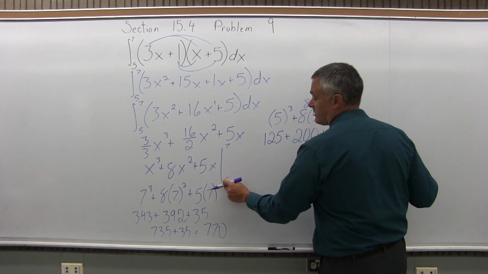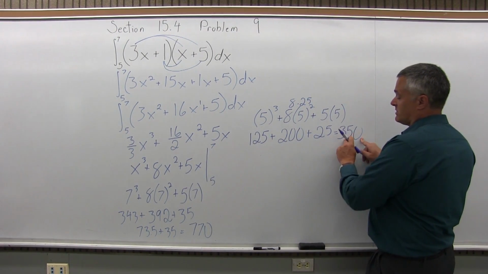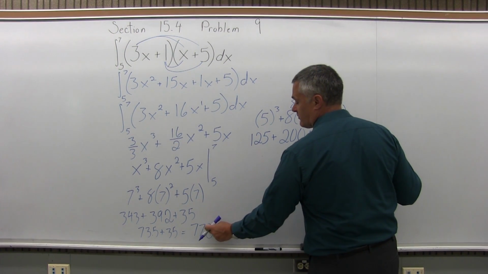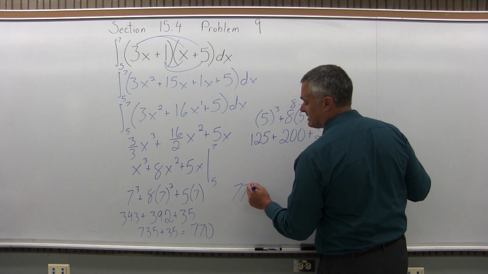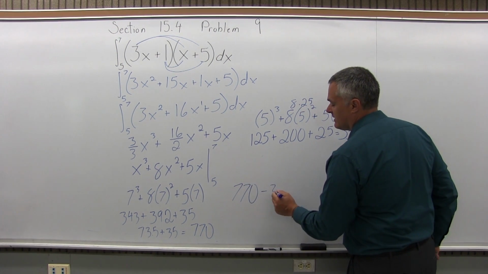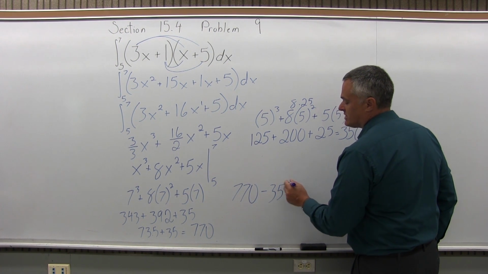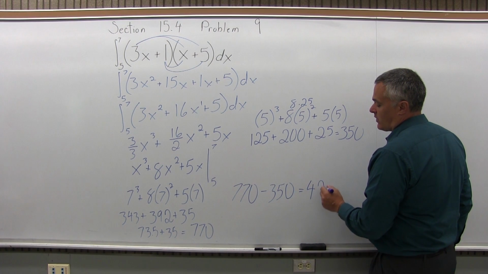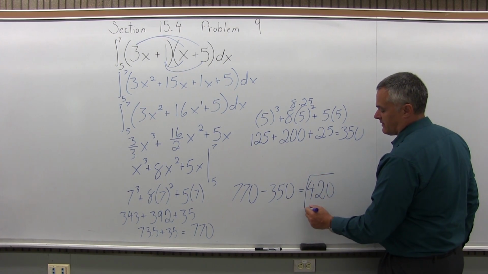When I put in my lower limit of integration for my variable, did the math, I got a result of 350. The final step, step 4, subtract the result from step 2, which is 770, minus the result from step 3, which is 350. And if I do that subtraction, 770 minus 350 will be 420 for a final answer.